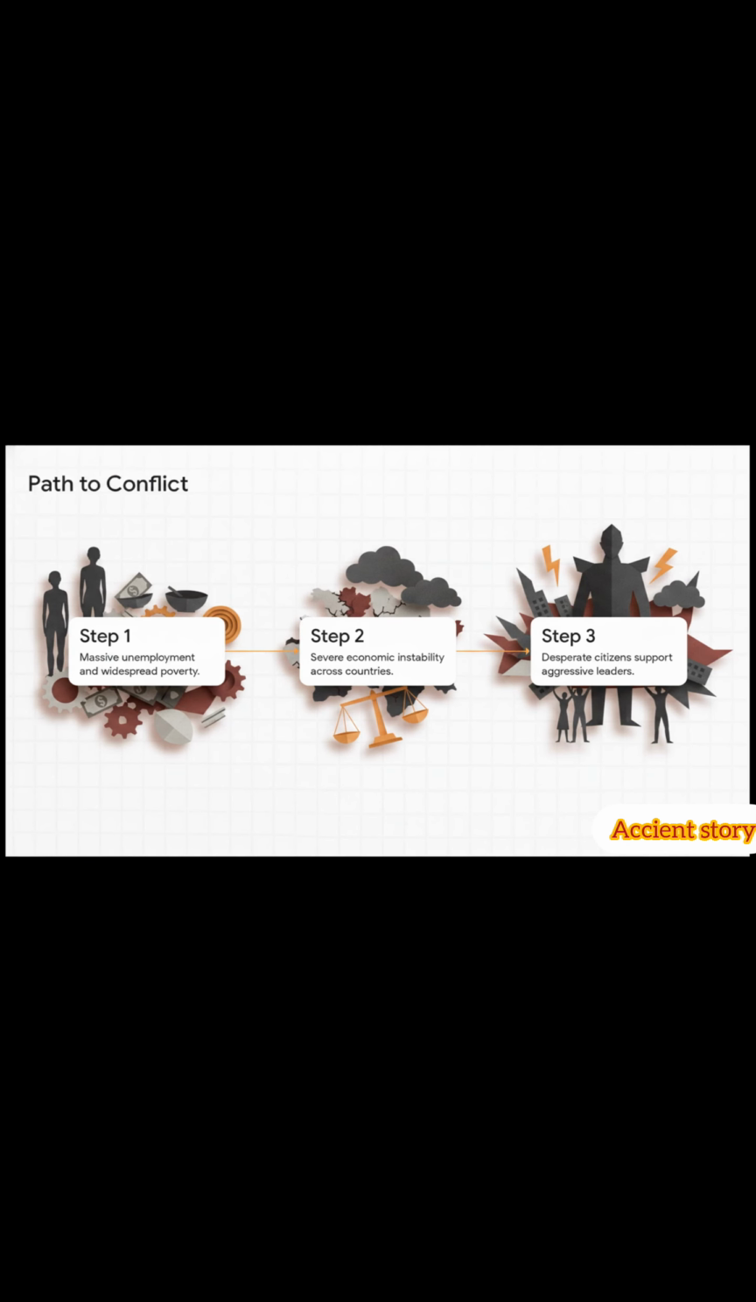So how do we get from a stock market crash to a world war? Well, there's a direct, tragic pipeline here. Step 1, you get massive unemployment and sweeping poverty. Step 2, that breeds severe economic instability across borders, which leads directly to Step 3, desperate citizens. History constantly shows us that when people are starving and terrified, they are way more likely to throw their support behind strong, aggressive leaders who promise super quick solutions to really complex problems.